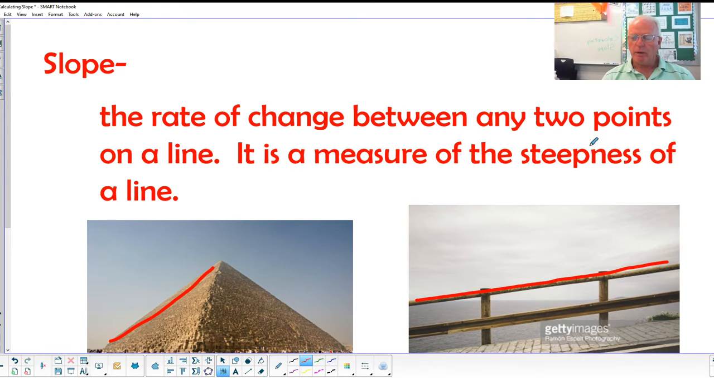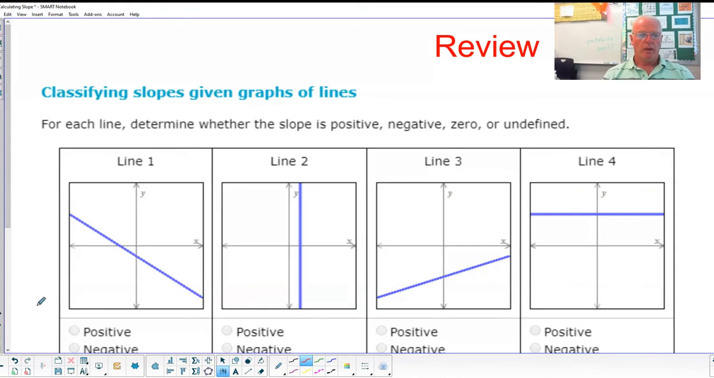And there's a lot of ramps that you see around buildings now that they have to be there to allow people who are in wheelchairs to get up them, but they can't be so steep that they can't make it. So they've got to be just a gradual slope.